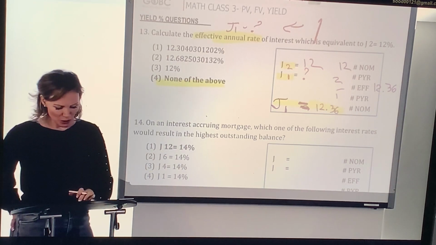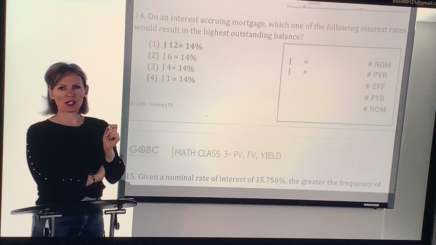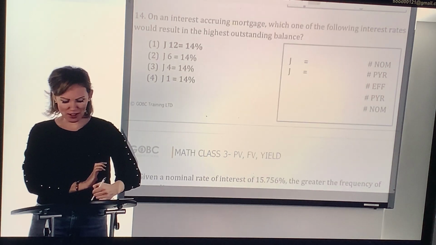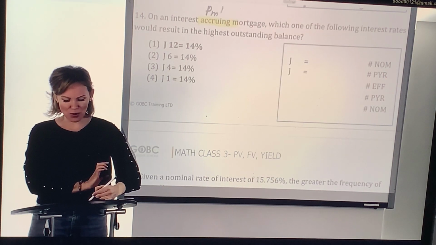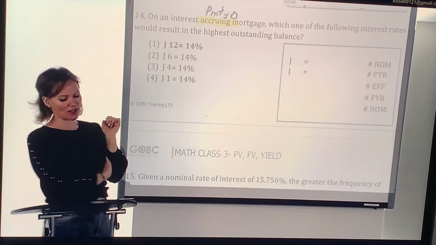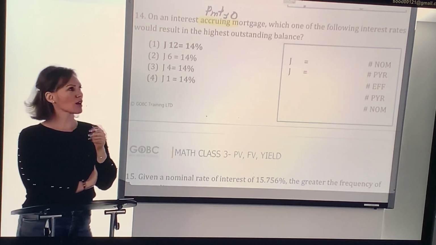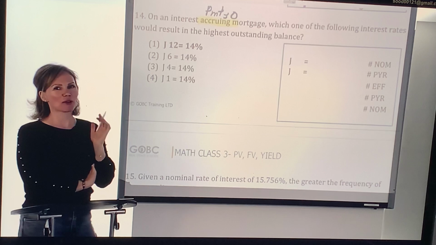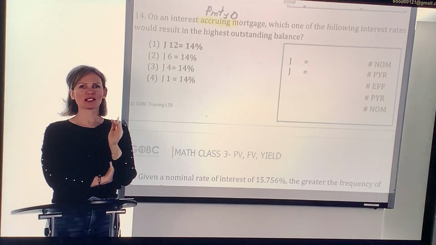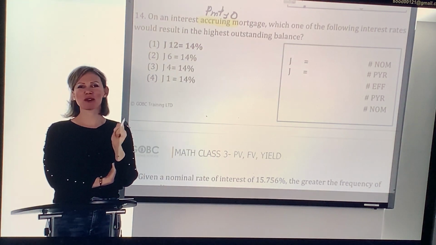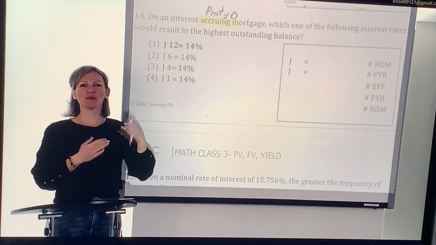Okay, next one, question 14. On an interest accruing mortgage, what does accruing stand for? Accruing for you means there's no payments, right? So payment equals 0. You should know by now. Which of the following interest rates will result in the highest outstanding balance? This is not a real math question, so we don't have to do much math in here. But remember what I told you? When somebody is looking towards the lender's profits, how does the lender make more money? Or the investors, how do they make more money? The more compounding they put in.